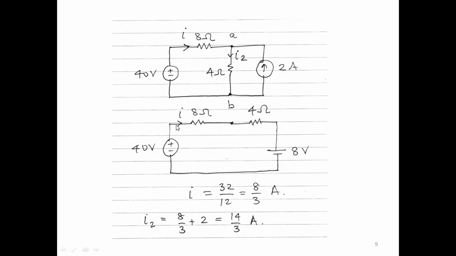Once we found I, see, we found I here. So we know that this I is this I. So we know that this I is 8 by 3. We know this is 2. So we can do KCL at this node and find I2. Alright, so remember this, the property of source transformation: the current and voltage in the original circuit that was transformed are lost when transformation is done.